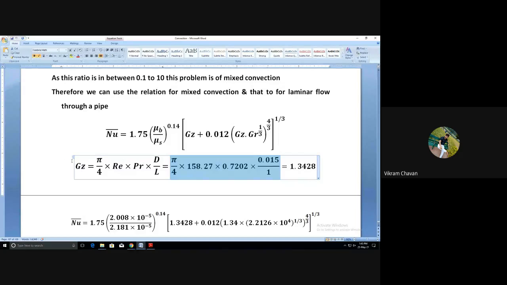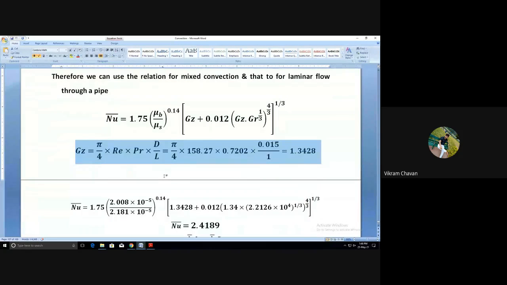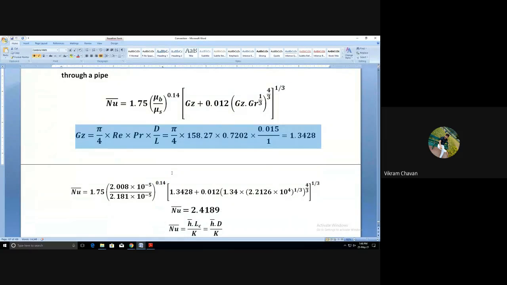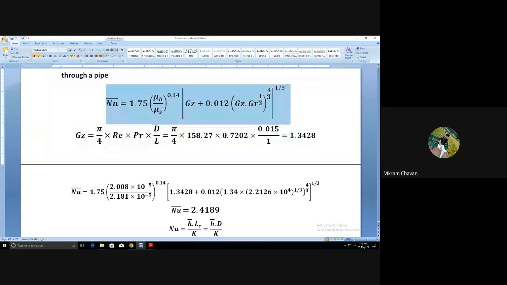1.3428. Okay, great. You are getting the same value as me, so there is no difference in the value. We can move ahead for the further calculation. Now put up all the values in this particular equation.